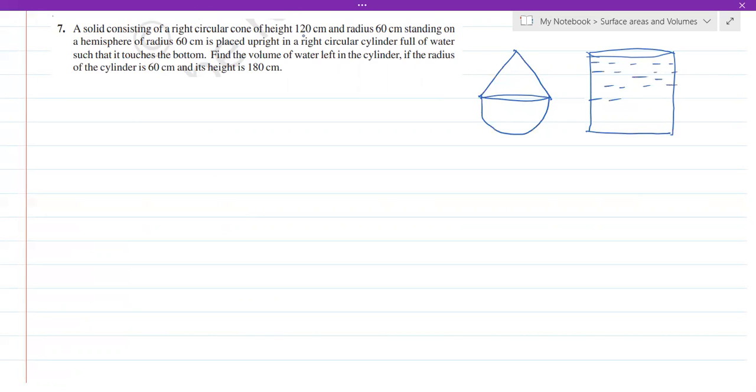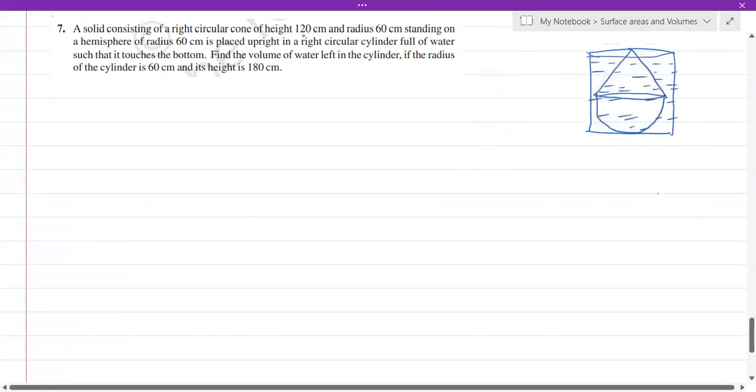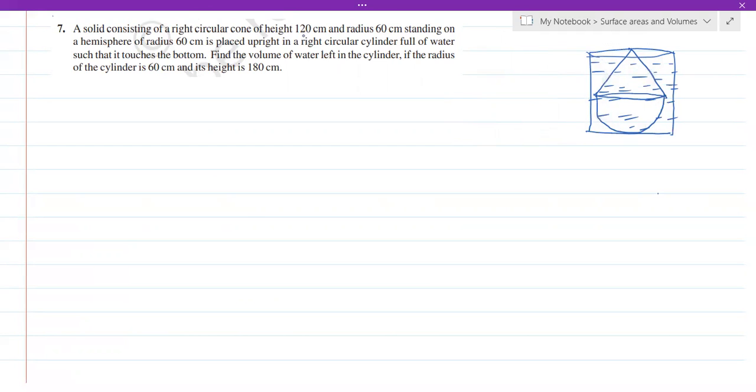Now what we are doing is we are placing this cone inside this cylinder. So we are taking this structure and placing it here, something like this. Now obviously when you place it inside this, some amount of water flows out. And remember, the volume of water flown out will be equal to the volume of the thing that has come in. That is the volume of the solid.